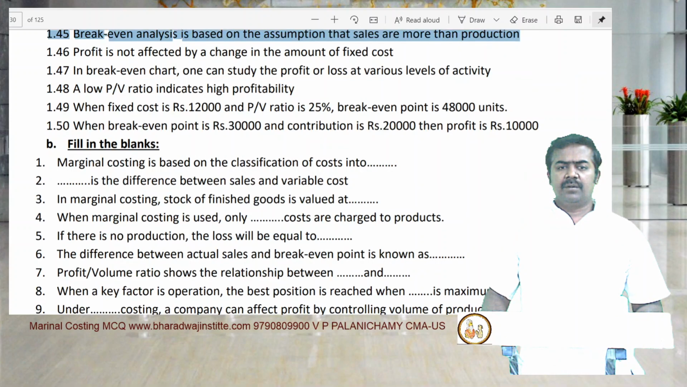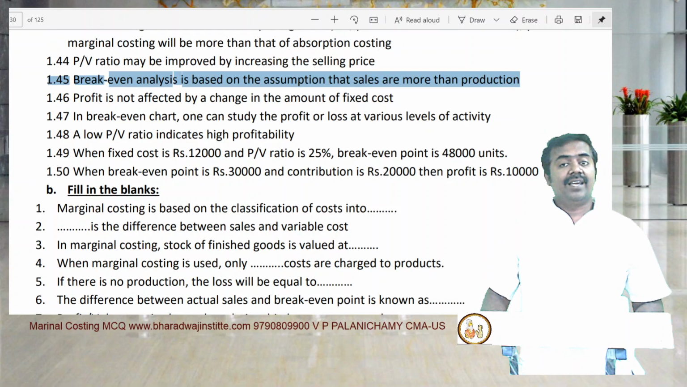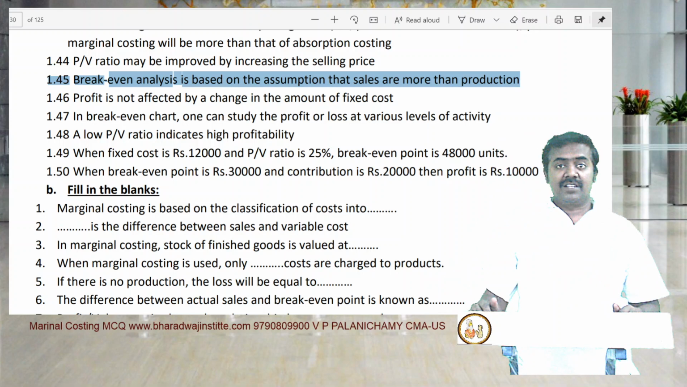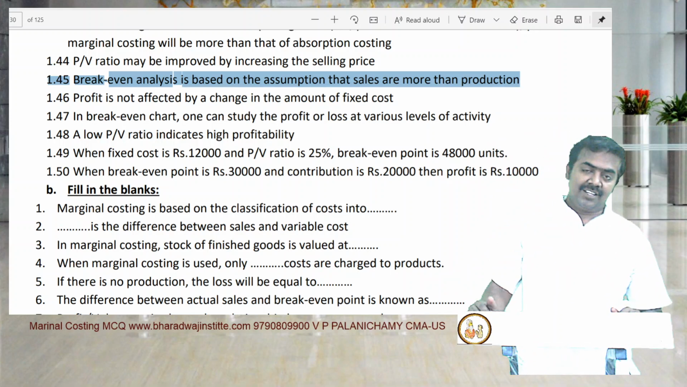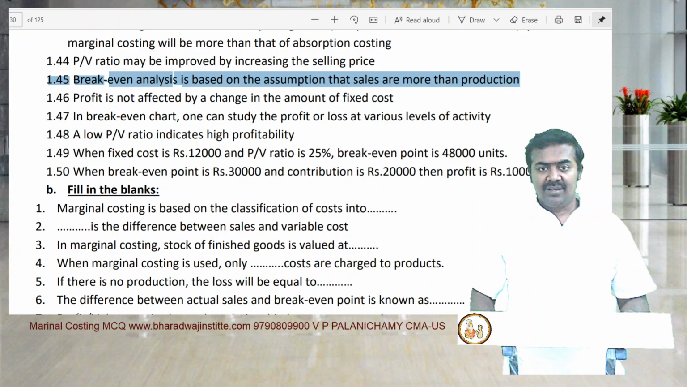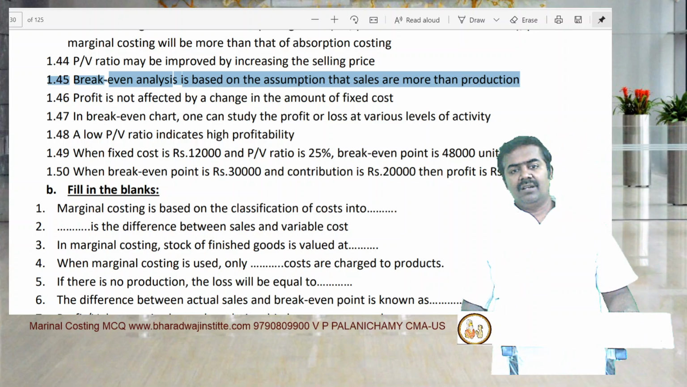Break-even point is on the assumption that sales is more than the production. Whether we make such assumptions? No. It is based on fixed cost, PV ratio, contribution per unit. We don't assume anything in calculating the break-even point like this.